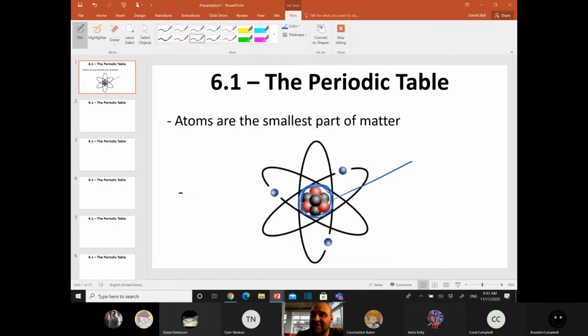One sec, I shut my pen off accidentally. Okay. Oh, man. The nucleus. And you can see there are some particles in the nucleus. We'll come to that in a second.